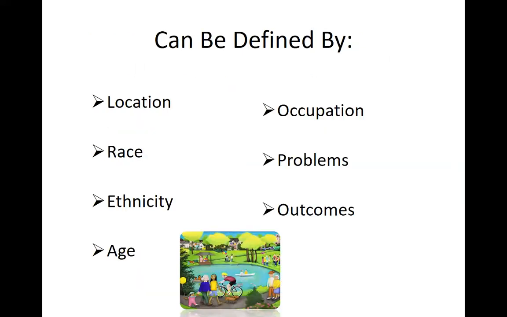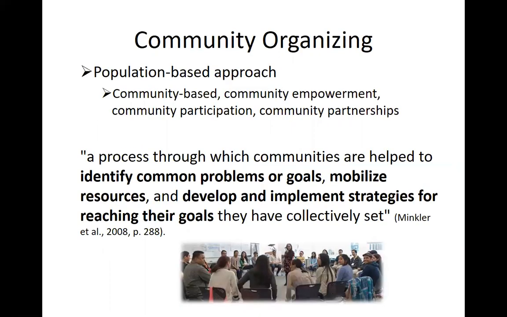So communities can be defined by location, race, ethnicity, occupation, health problems, and health outcomes. So breast cancer, for example, there can be online communities, cyber communities, as we are seeing pop up now, different support groups with that.